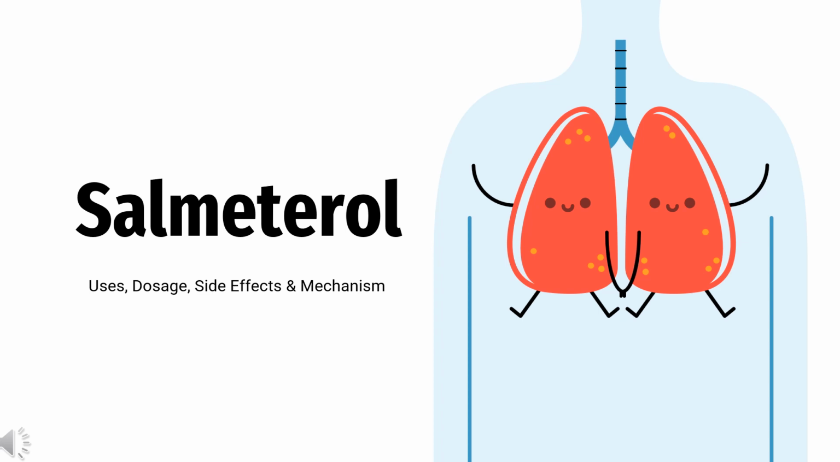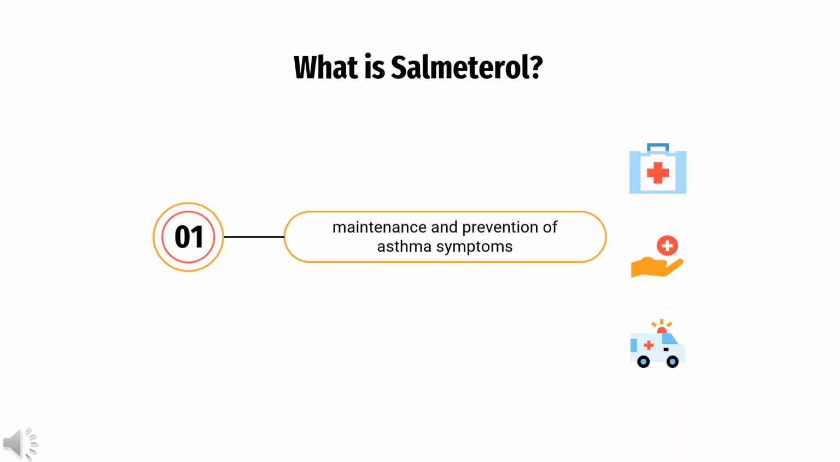Salmeterol is a long-acting beta-2 adrenergic receptor agonist used to treat asthma and COPD. In this video, let's find out: What is salmeterol? What is salmeterol used for? Contraindications. What are the side effects of taking salmeterol? How does salmeterol work? How to use salmeterol?